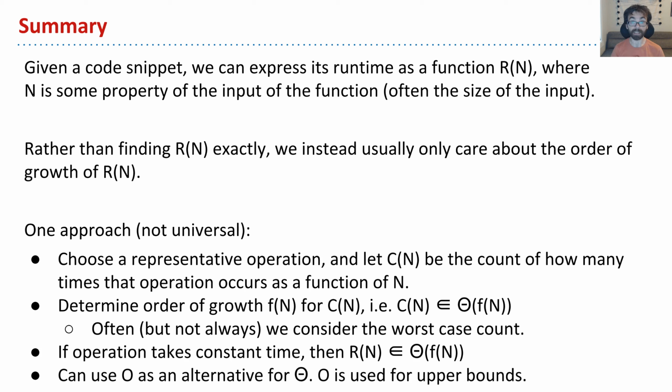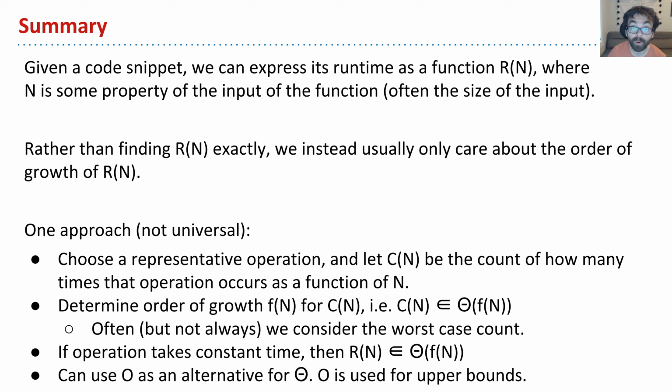The way we did it today, but it's not the only way, is to pick a representative operation, which we'll call our cost model, and we let C of n be the count of how many times that operation occurs. We then figure out the order of growth for that operation itself. For example, if C of n, the number of times that our cost model occurs, is theta f of n, then that tells us that it grows at a certain rate, like we saw with dup.